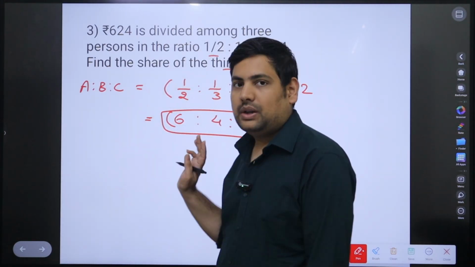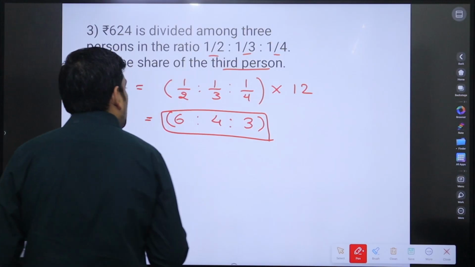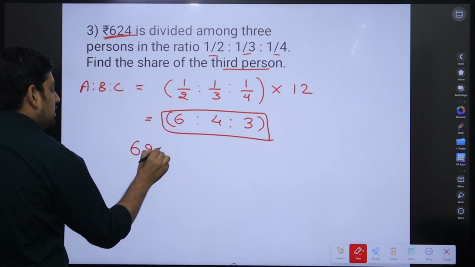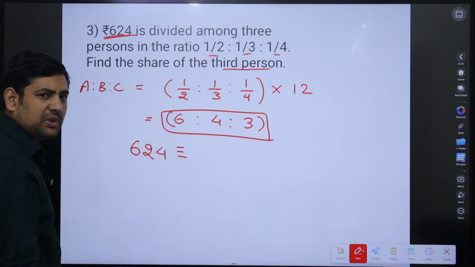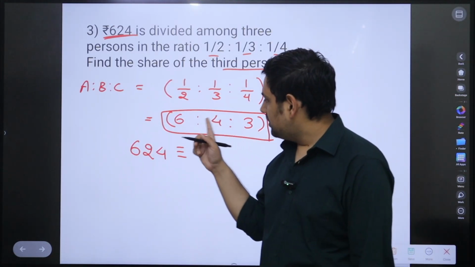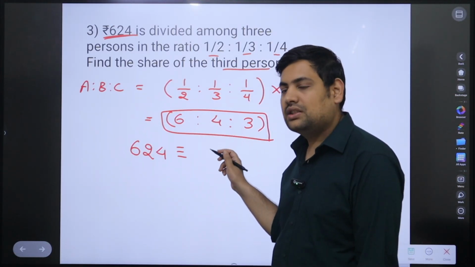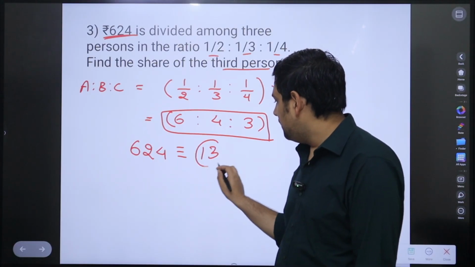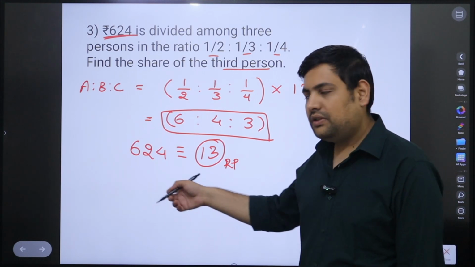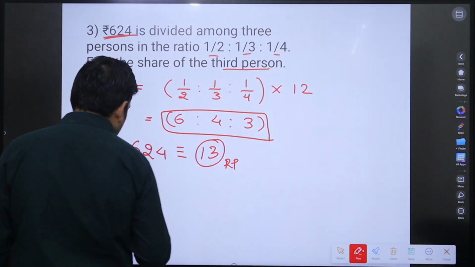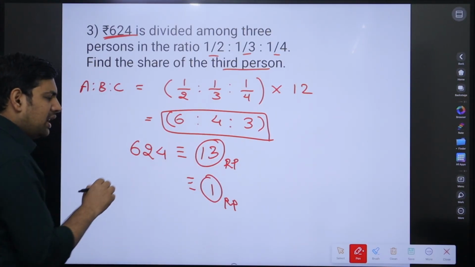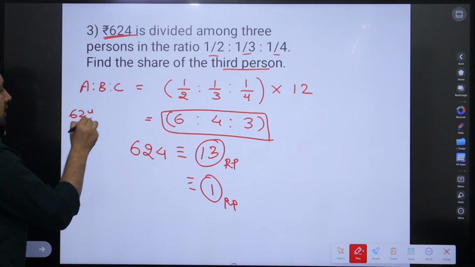So 6, 4, 3. Now, according to the question, the total sum of money is 624. So 624 is equivalent to how many ratio points? 624 is equivalent to the sum of all these. So 6 plus 4 is 10, 10 plus 3 is 13. So 624 is equivalent to 13 ratio points. If 624 is equivalent to 13 ratio points, then 1 ratio point is equivalent to what? 624 by 13.